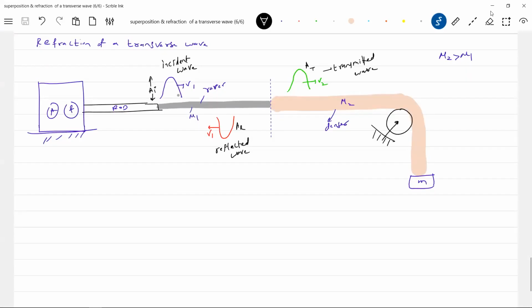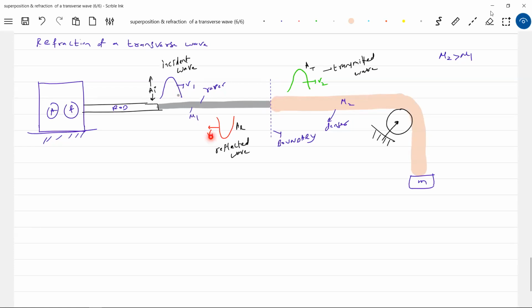Okay, fine. So what was our question? I wanted to know how much amplitude the transmitted wave will have and how much the reflected wave will have. These things are to be determined. For that, I'm trying to derive some theoretical ideas. Shall we proceed now? For that, there's a boundary. What do you mean by boundary? A boundary or a junction is where the two ropes are joined.